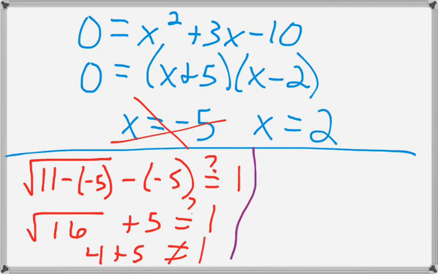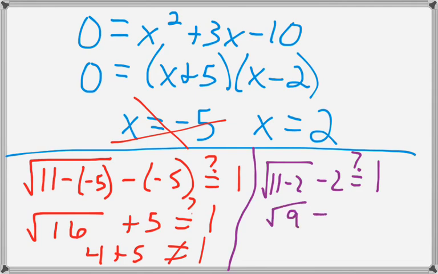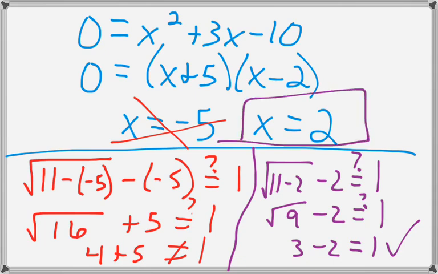Let's check 2. So if we substitute 2 for x in our original equation, let's see if we get a true statement. Well, we'd have the square root of 9 minus 2, so 3 minus 2, which is equal to 1. So 2 is the only solution to our original equation. Alright, so those are the steps for solving a radical equation.